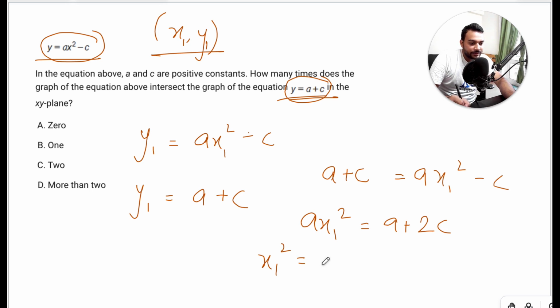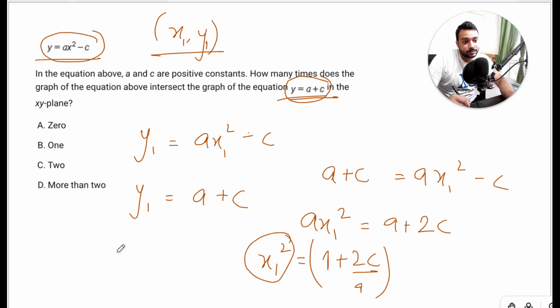x1 squared is equal to 1 plus 2c over a. I divided straight away with the a on the right hand side. This is x1 squared. A and c both are positive. 1 plus 2c by a is also positive. So x1 squared has to be positive. The right hand side is also positive.